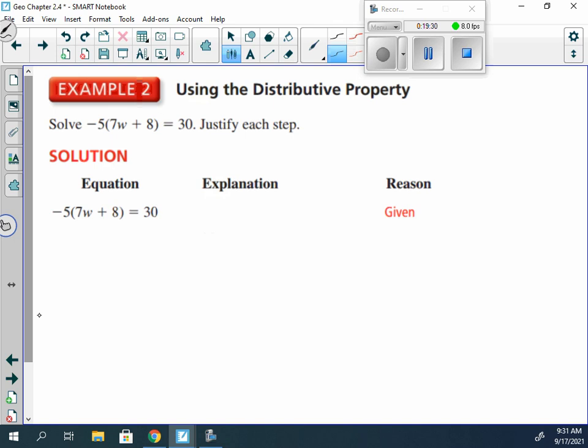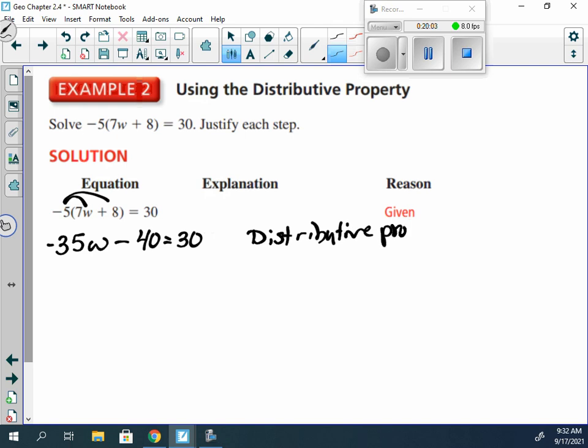So what would the first thing we need to do to start solving? Distribute. We need to multiply through by the -5. So -5 times 7 is -35w. -5 times 8 is going to be negative 40, is equal to 30. And our explanation is that this is the distributive property of nothing. It's just the distributive property.